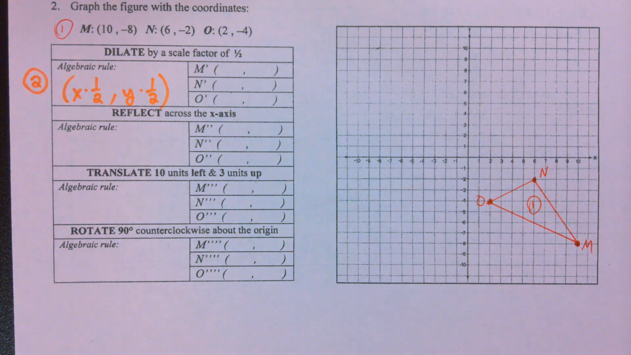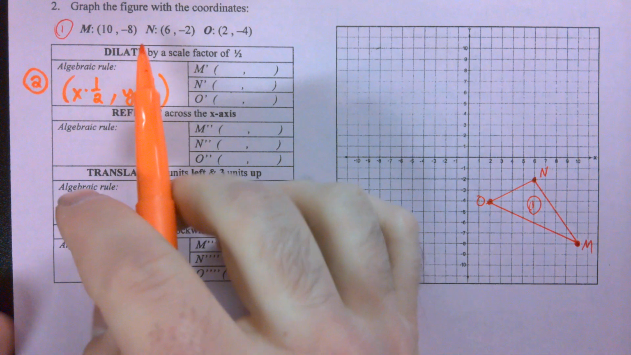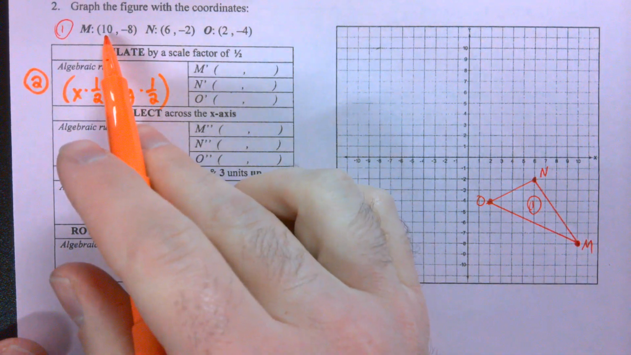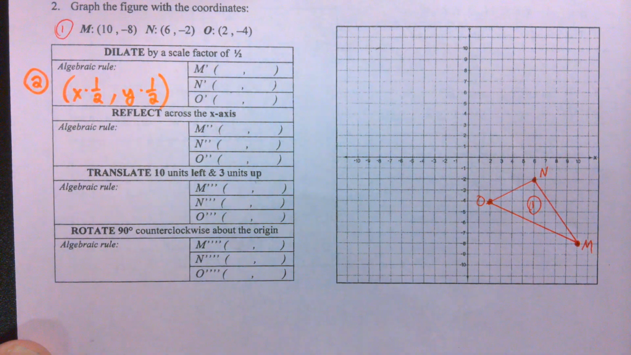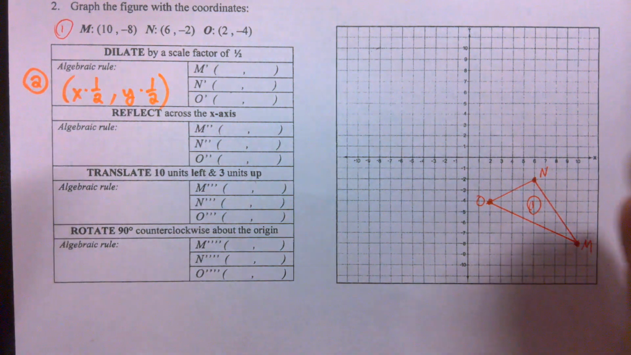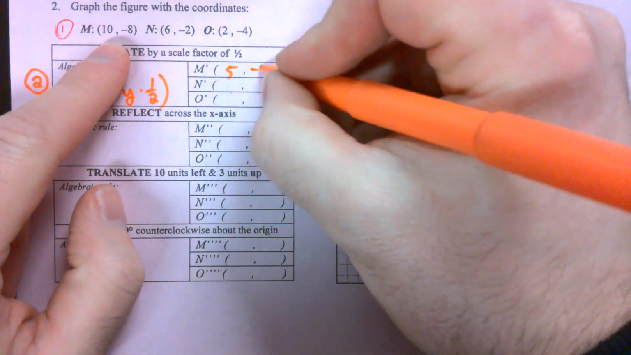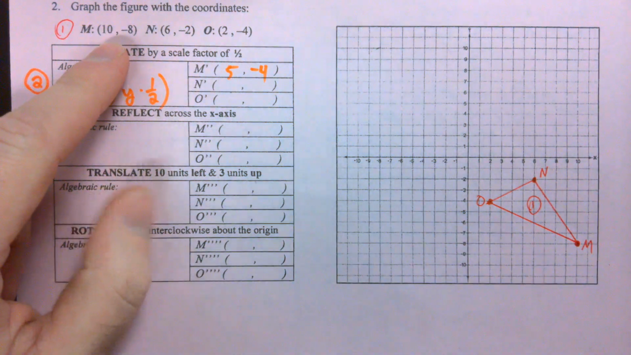All right? All we got to do is multiply. We take a look at point M. M is at 10, negative 8. If I multiply 10 by 1/2, what would I get? What's half of 10? 5. What's half of 8? Negative 4. Good. That's going to be my M prime.